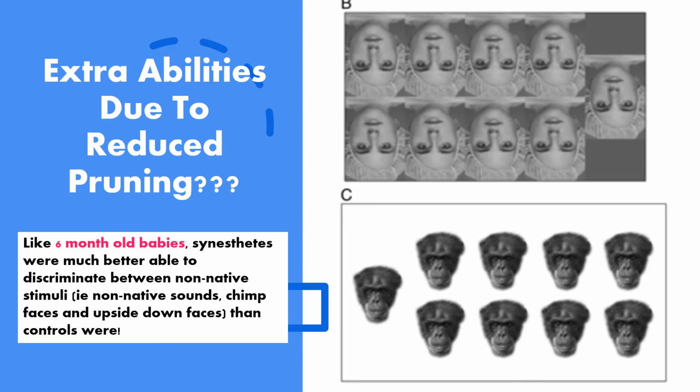This study, along with the previous findings, both suggest that people with synesthesia have similar brain activations to a pre-pruned child. This suggests that the lack of pruning could be what is causing synesthesia.